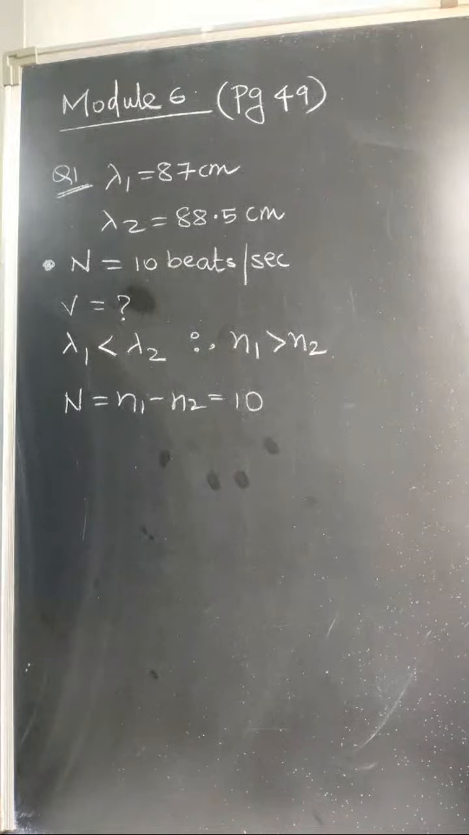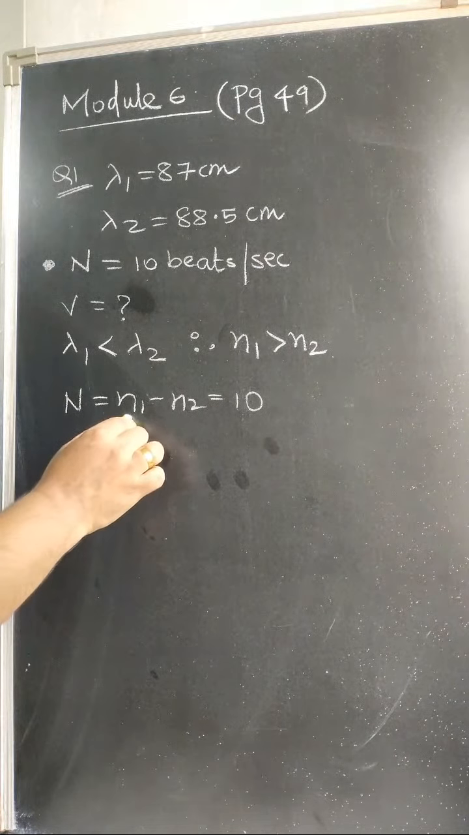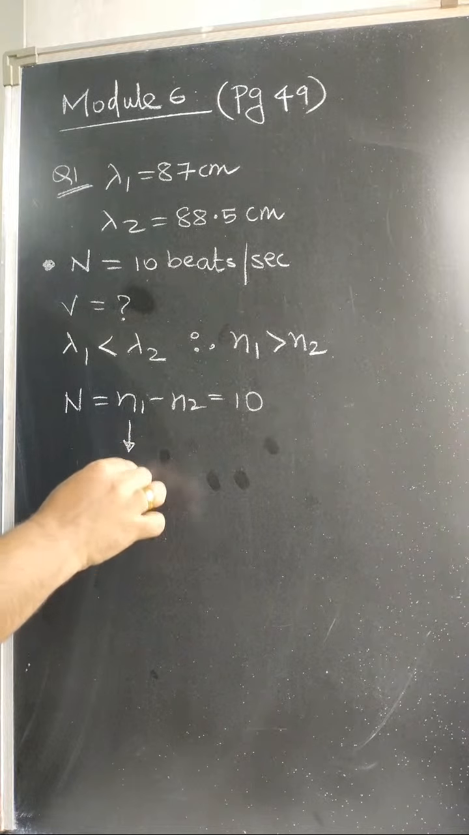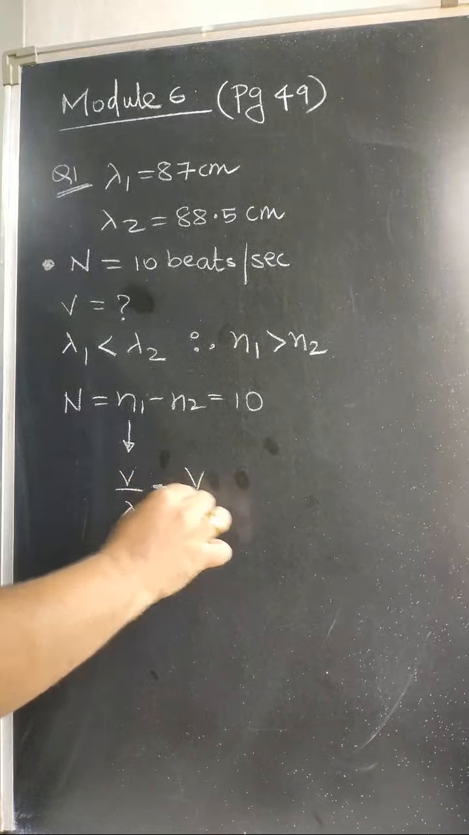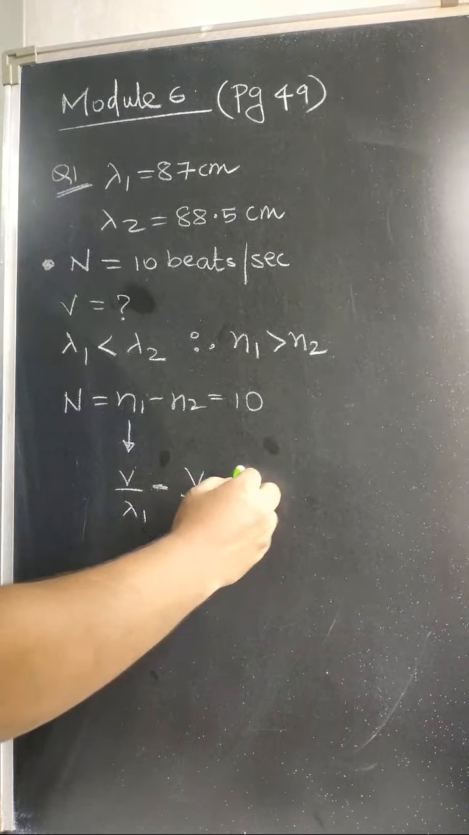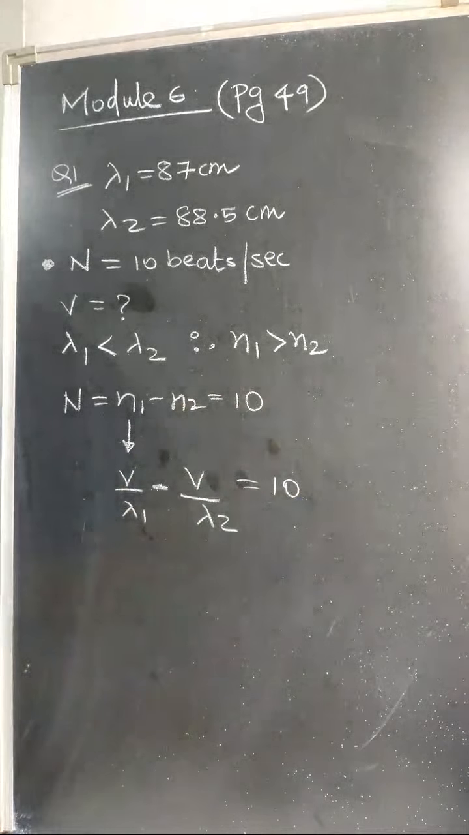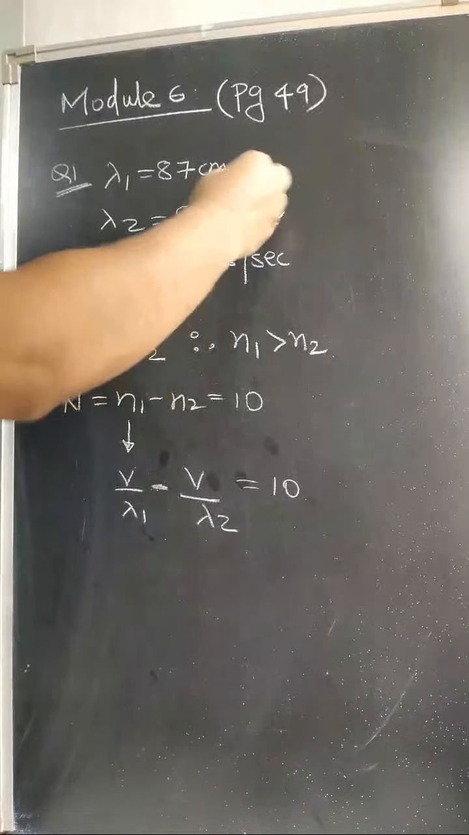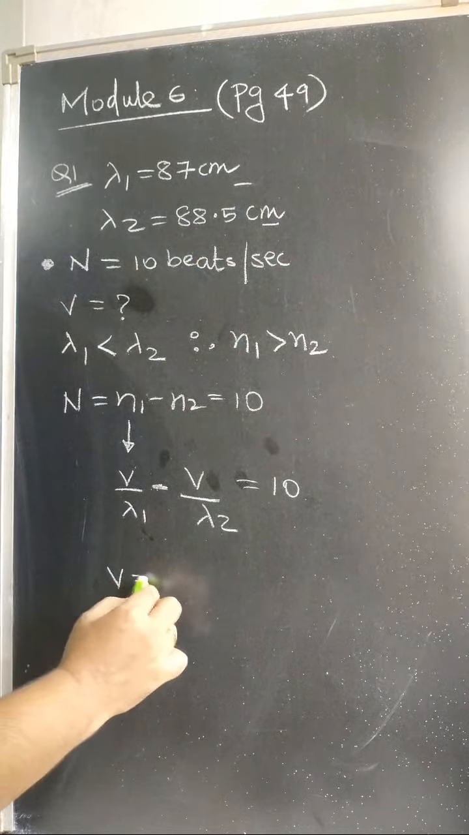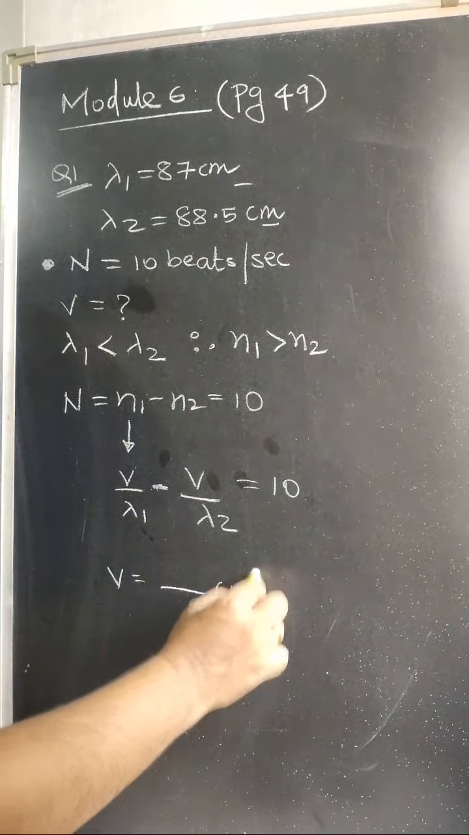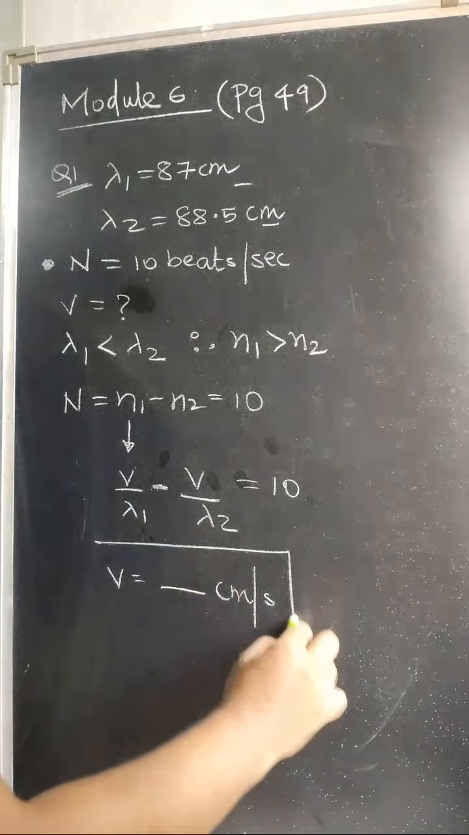Now, students, frequency is given by velocity upon wavelength. So this will be written as velocity upon lambda 1 minus velocity upon lambda 2 is equal to 10. Make sure that these values are in centimeters. So when you substitute and solve it, the answer that you will get is also going to be in centimeters per second.